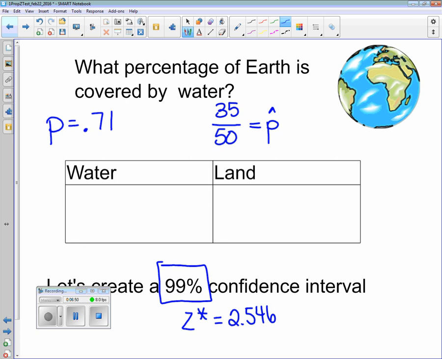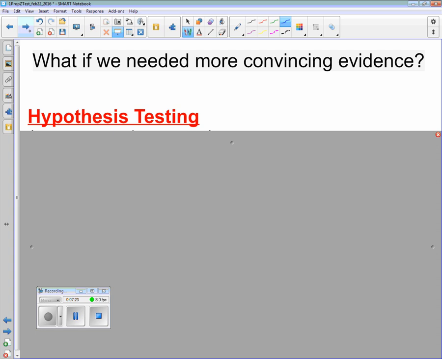Believe it or not, this P and P hat help us when we're actually using a hypothesis test as well. We're going to use this same example with this same data, and we're going to do it with a hypothesis test. Sometimes a confidence interval is nice, but it's not convincing evidence. Is 71% of the Earth really covered by water? We have an interval that we think is true, but we need some convincing evidence, and a hypothesis test will do that for us.